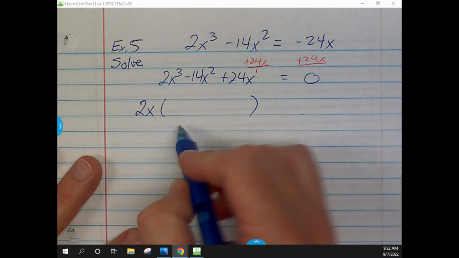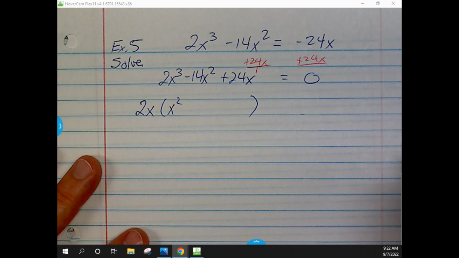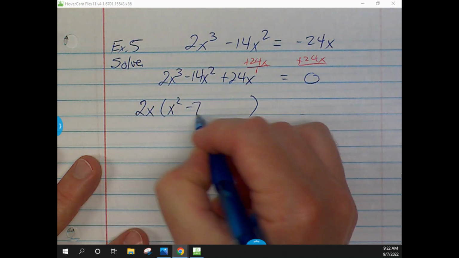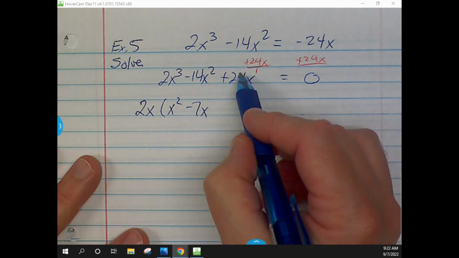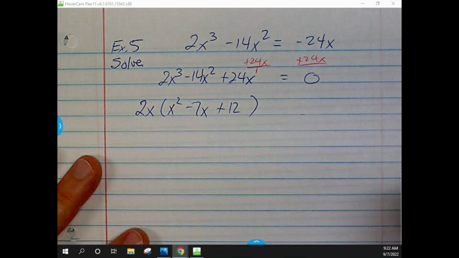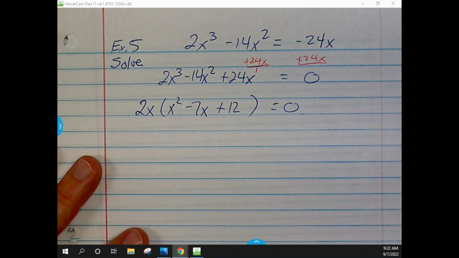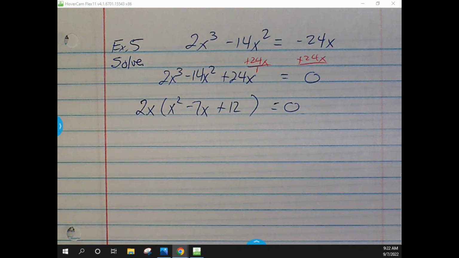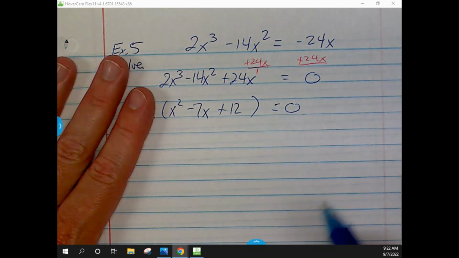All right, so 2 divided by 2 is 1. 3 x's, you take 1 out, that's going to leave you with x squared. 14 divided by 2 is 7. You got 2 x's, take 1 out, you still got 1 left over. 24 divided by 2 is 12. Take an x out, which just leaves you there. Okay. All right, so once you take out the greatest common factor, just kind of leave it outside for a minute, forget about it. Now you've got x squared minus 7x plus 12.